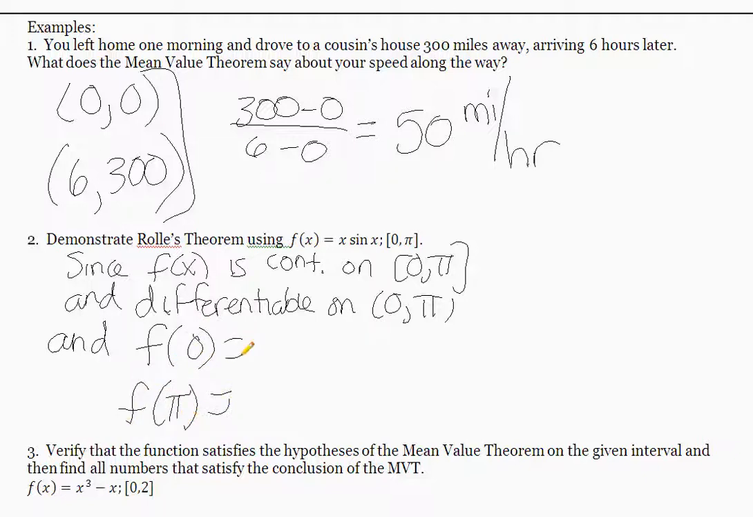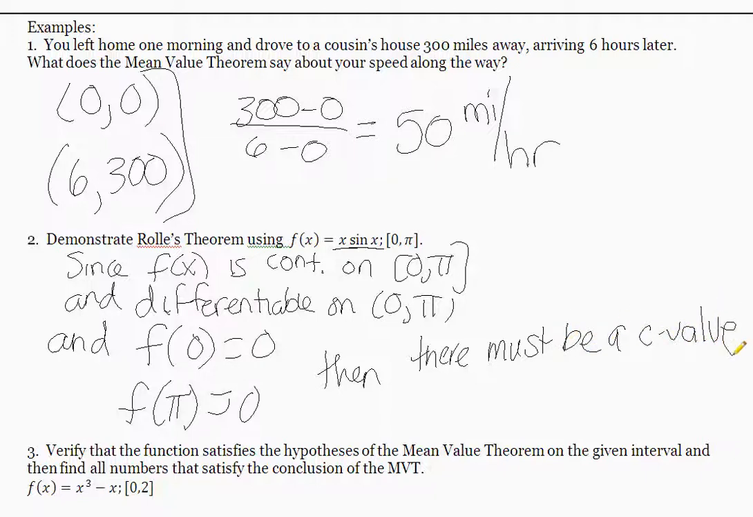So go ahead, what's f of 0? If we plug 0 in, we get 0. If we plug pi in, we get 0. So since all of that's true, then there must be a c value such that f prime of c equals 0. Okay, the derivative must equal this number somewhere in between.